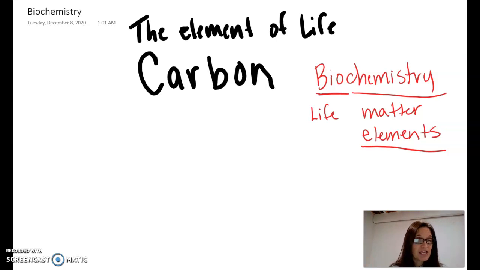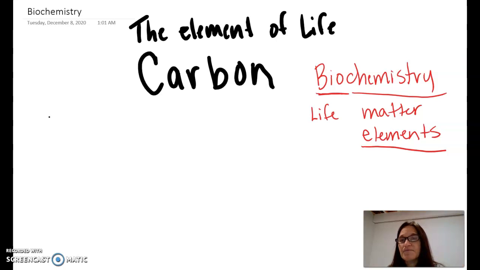Now, if you guys think about elements, you might think about all of the different types of elements. Carbon is a specific element. And carbon is unique because of the properties that carbon has. And that's what makes carbon the element of life, because carbon has this ability to connect and bond with other atoms in order to form these really large molecules that we know as macromolecules or biomolecules.